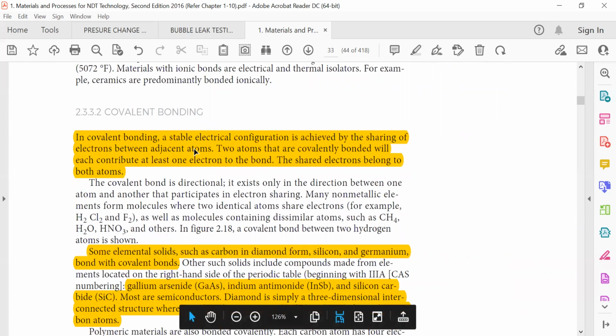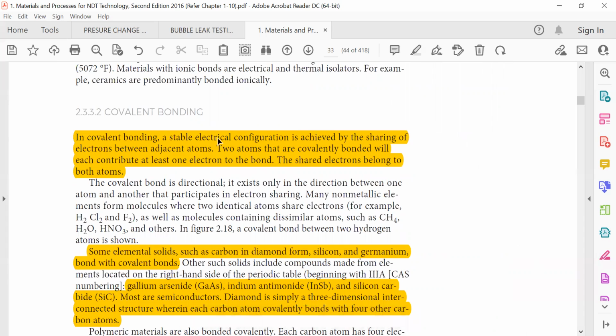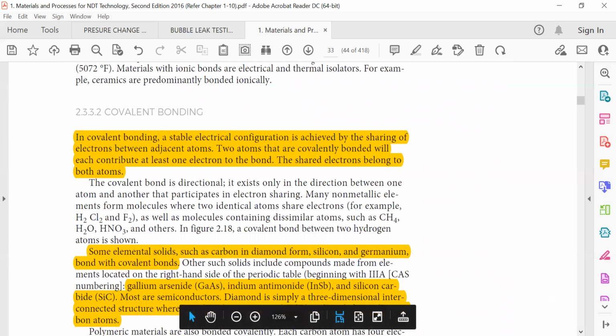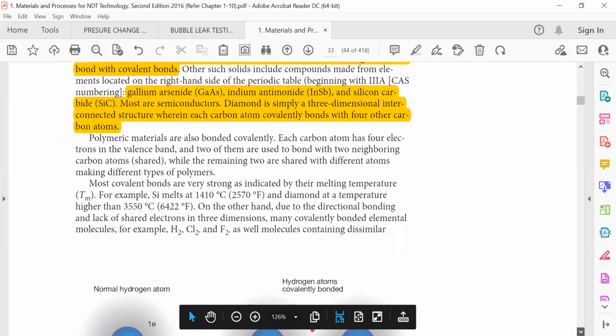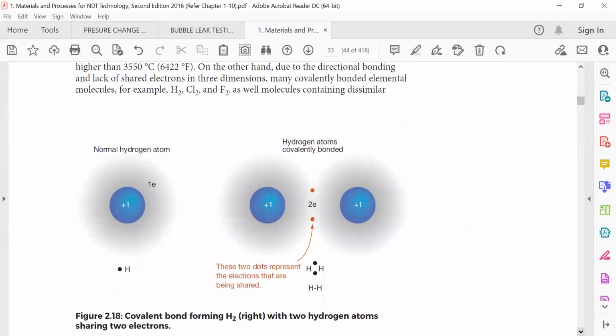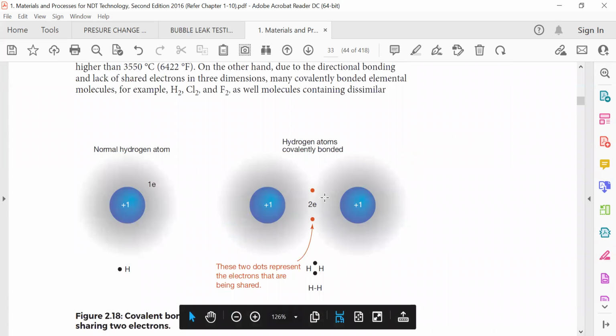Covalent bonding. In covalent bonding, a stable electron configuration is achieved by sharing electrons between adjacent atoms. So two atoms that are covalently bonded will each contribute at least one electron. So it is for hydrogen.